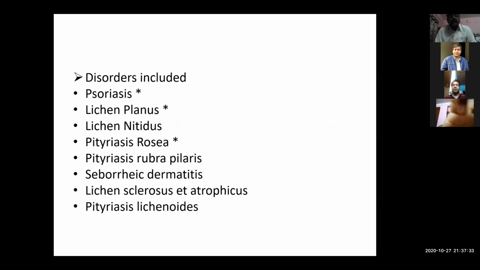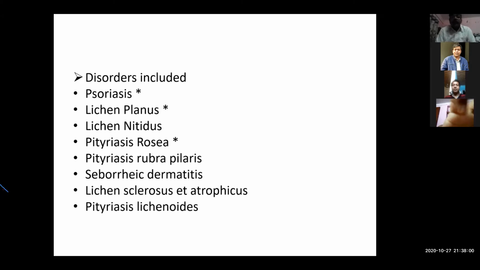So what are the disorders included in papulosquamous disorders? The 3 asterisk marked disorders are the ones which we are going to discuss in the next 1 hour, because these 3 are frequently clinically seen. On the top of the list, as I have already told you, is psoriasis, followed by lichen planus. Lichen nitidus is also a subtype of lichen planus. Pityriasis rosea. This is very important.